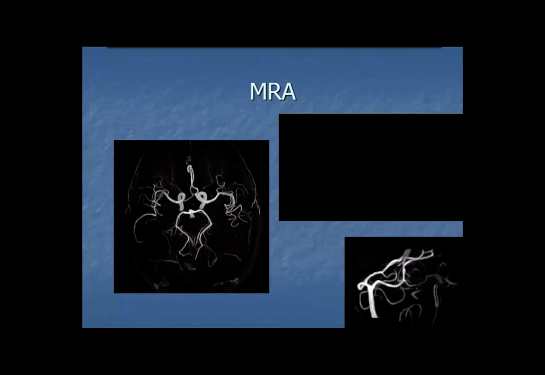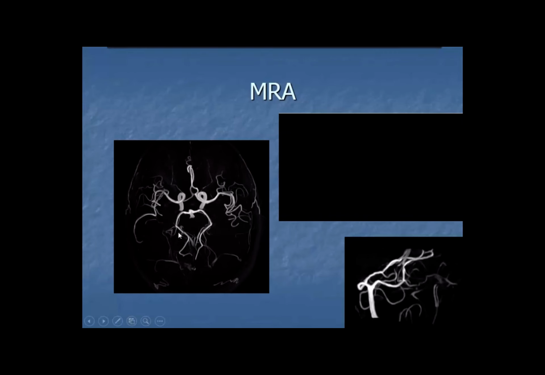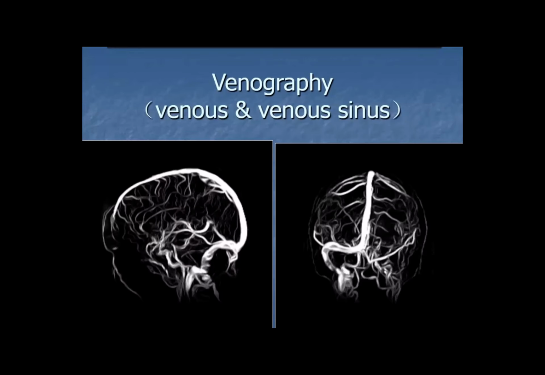This is MRI. We can display the vascular structure without injection of contrast agent. This is MR angiography. And also we can display the venography, the veins and venous sinuses. This is the MRV, MR venography.